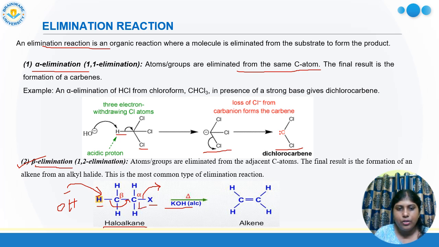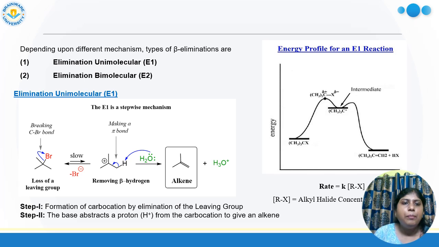Suppose this is number 1 carbon, this is number 2 carbon. So X is removed from number 1 carbon and H is removed from number 2 carbon, so that it is known as 1,2 elimination. Next, depending upon different mechanism, beta eliminations are two types. Number 1, elimination unimolecular, and number 2, elimination bimolecular. Elimination unimolecular or E1 mechanism, elimination bimolecular or E2 mechanism. First one is elimination unimolecular or E1 mechanism.